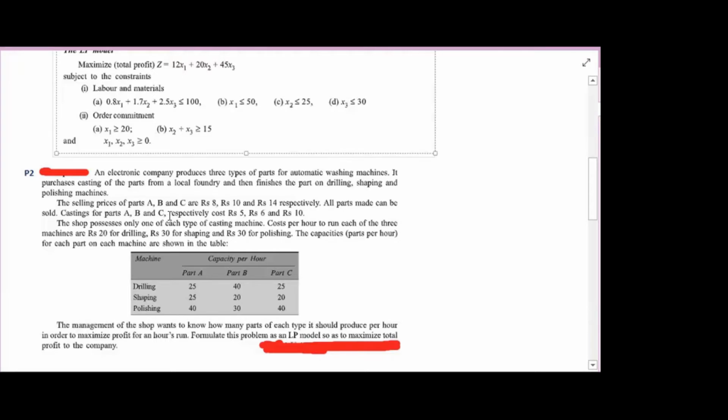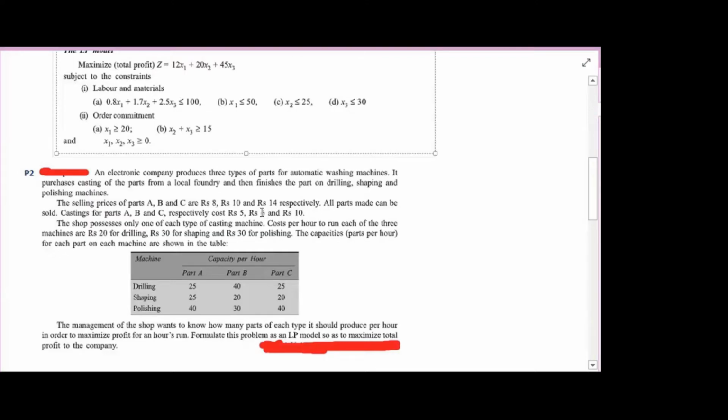Casting of parts A, B, C respectively cost rupees 5, 6 and 10. मीन्स जो हम लोग परचेज करेंगे आफ्टर कास्टिंग उसका प्राइस दिया हुआ है 5, 6, 10 और जो सेलिंग प्राइस है वो है 8, 10, 14, राइट?